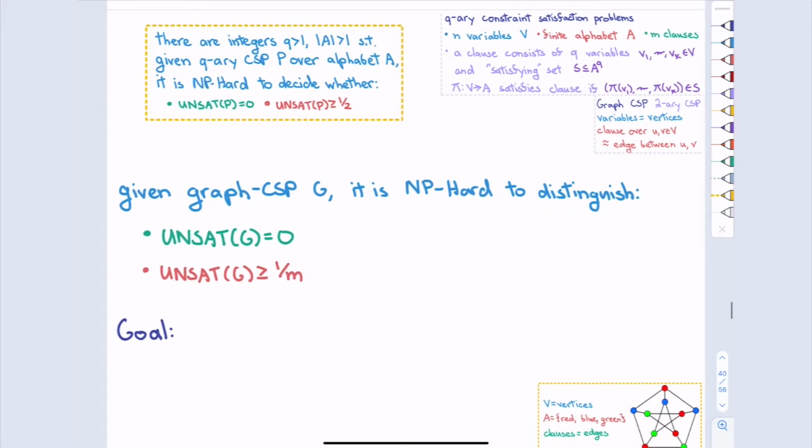All right, so initially, given a graph CSP problem G, so that includes three coloring, which is also NP-hard, the claim is that it's NP-hard to figure out if unsat(G) is equal to zero or if unsat(G) is greater than or equal to one over m, where m is the number of edges slash clauses. Why?